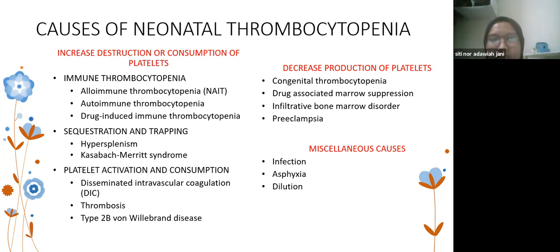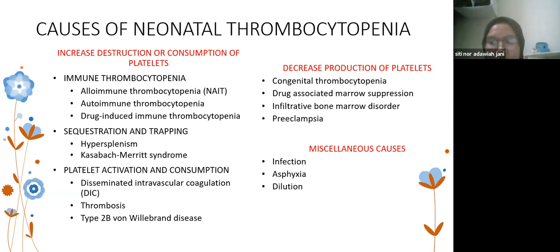Hypersplenism is usually due to hemolytic anemia or congenital hepatitis due to viral infection, and also Kasabach-Merritt syndrome, which is a vascular tumor. In Kasabach-Merritt syndrome or phenomenon, there will be a combination of giant hemangioma, thrombocytopenia, and consumptive coagulopathy. So that's why the neonates can have thrombocytopenia. And also platelet activation and consumption, in the case of DIC, because DIC is a secondary disorder by a primary underlying disease, thrombosis, and also type 2 von Willebrand disease.